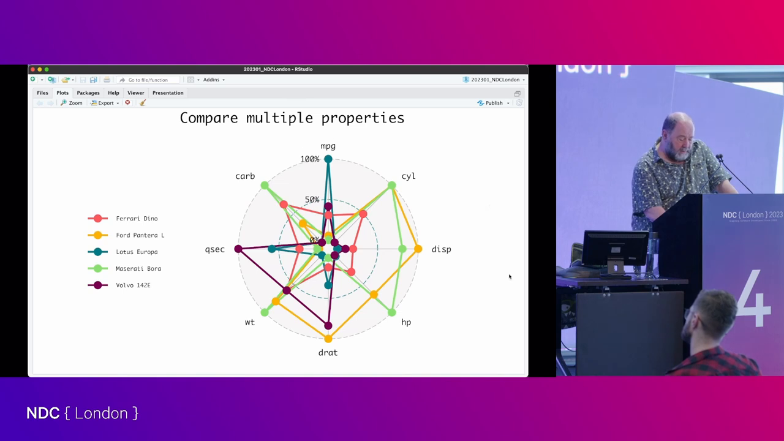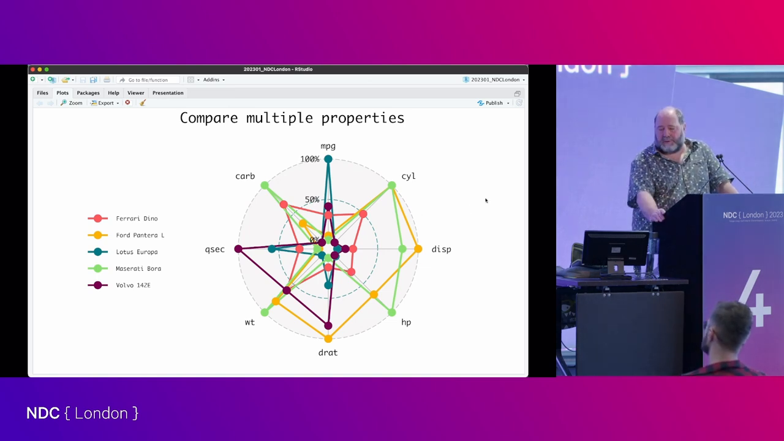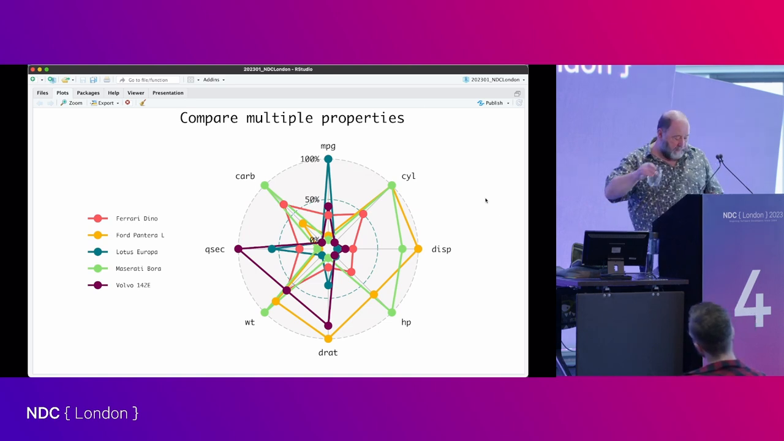Or you can approach it from the outside. You go down here and you say, oh, horsepower. What is going on with the horsepower? And you see the green one is on top, Maserati. Second one is the Ford, third on horsepower is the Ferrari, and so on. Of course, if you have a lot of cars and a lot of measures, it doesn't make so much sense. But for a small number of samples and a rather small number of measures, you can use it like that.